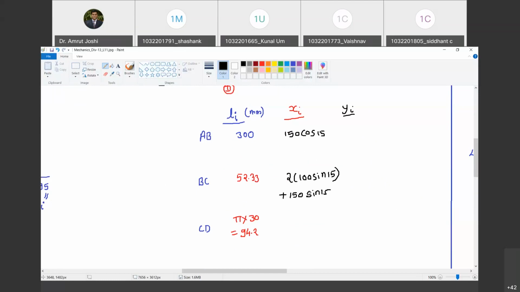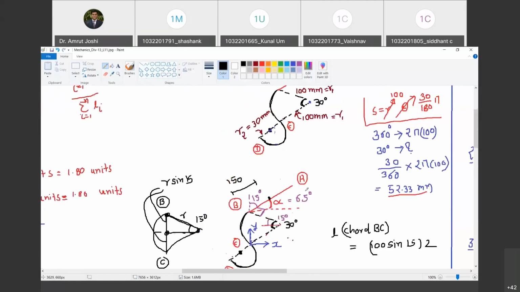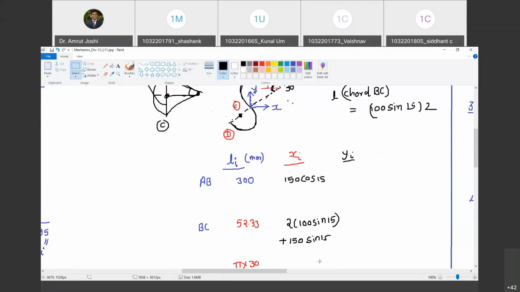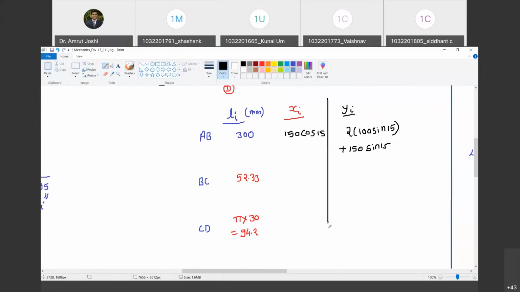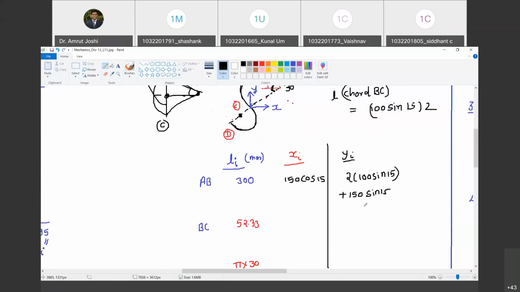And both these are going to be positive. Oh, I'm sorry, I wrote it at the wrong place. It is yi. Both are going to be positive because xi is towards the right with reference to C and yi is up with reference to C. Happy? So this is that.